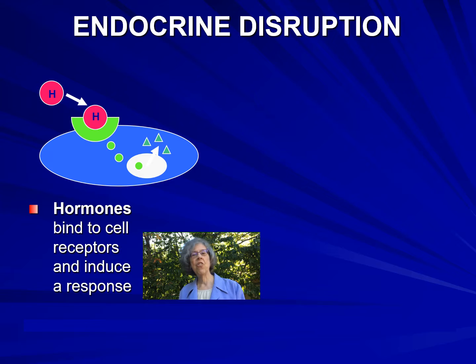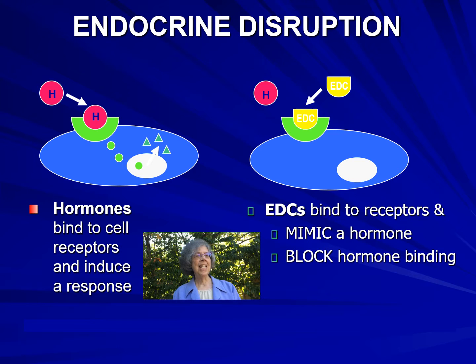However, when an endocrine disruptor chemical is present, it binds to the cell receptor, thereby preventing the hormone from binding. It blocks the hormone. Some EDCs also mimic or act like hormones, thereby causing the cell to respond to that synthetic chemical in the same way as the cell would respond to the natural hormone. For example, some EDCs mimic estrogen.